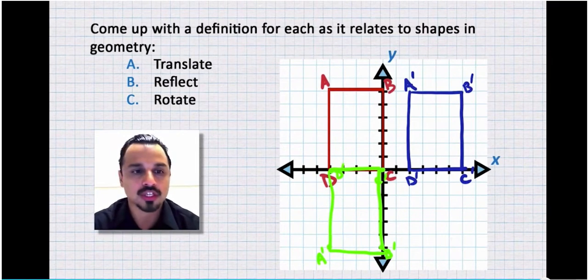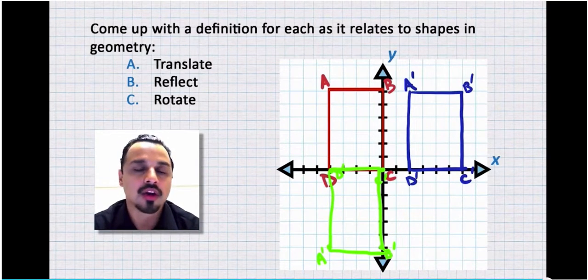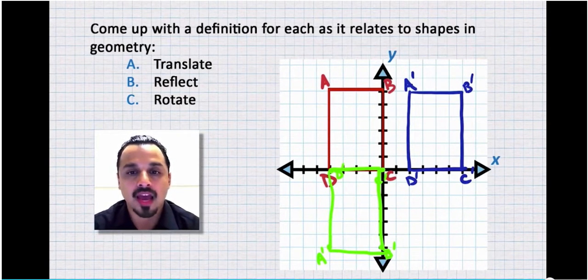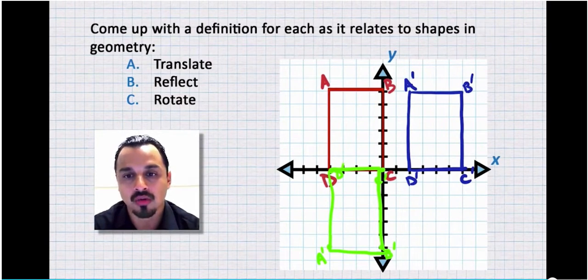Finally, let's go over rotation. So rotation is when you rotate an object. Now you need to know what you're rotating around. So in this case, let's rotate around the origin. And let's rotate, let's say, 90 degrees clockwise.